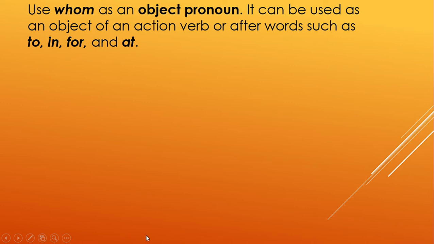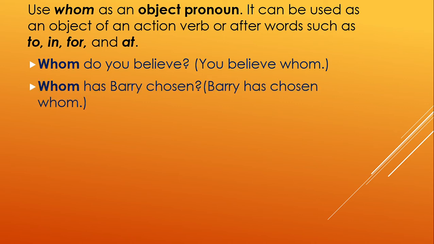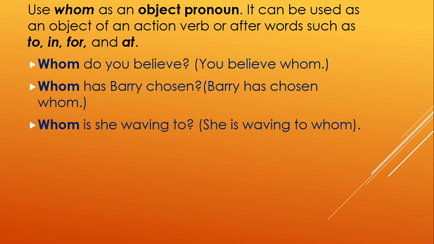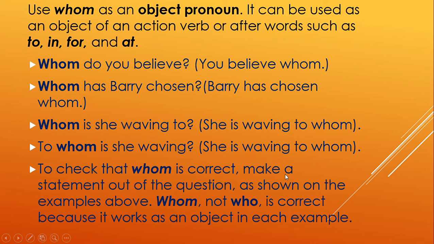Let's take a look. Whom do you believe? Now, you see that sentence afterwards, we'll go back to that in a second. Whom has Barry chosen? Whom is she waving to? To whom is she waving? See how it has the word to, right? Now, to check that whom is correct, make a statement out of the question as shown on the examples above. Whom, not who, is correct because it works as an object in each example.